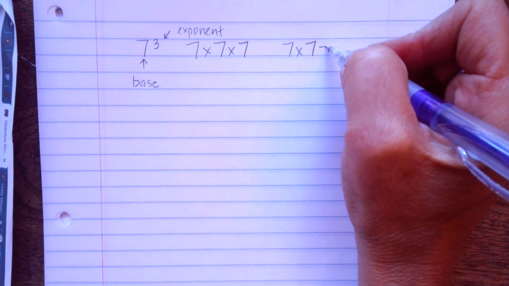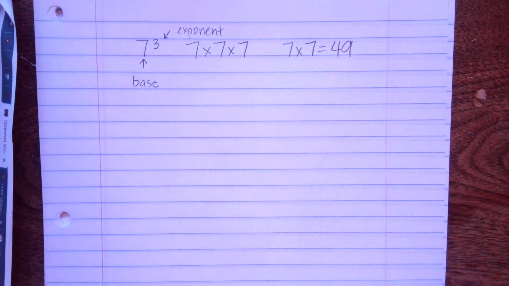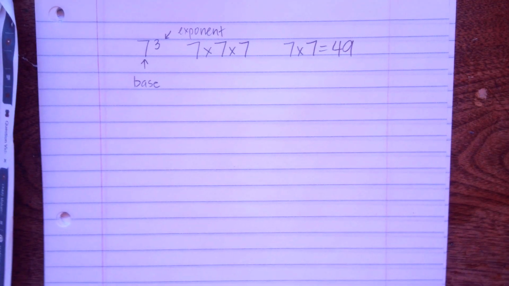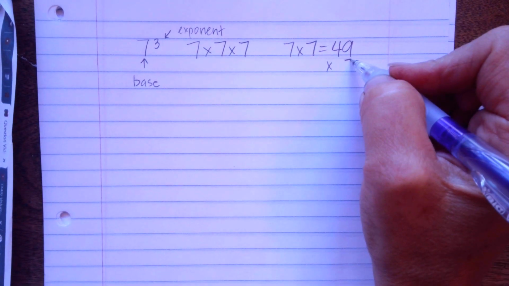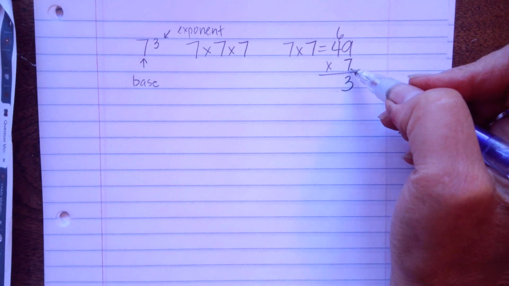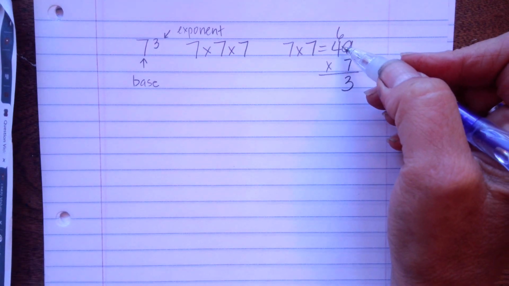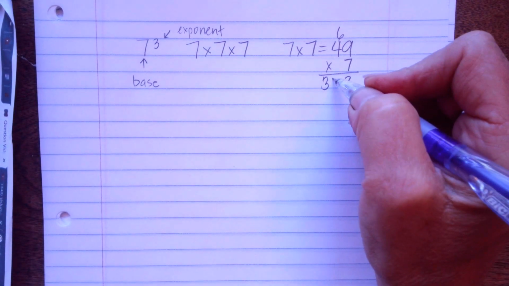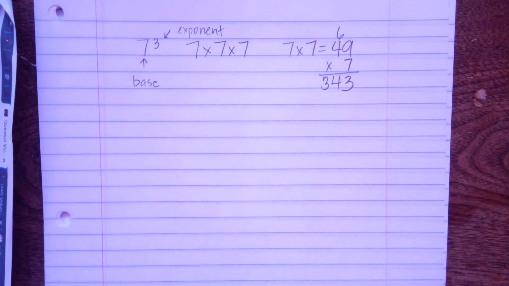I remember it. Yeah, okay. So 7 times 7 is 49, and then you do another times 7, and it's 63, and then 28 plus 6 is 34, so it's 343.